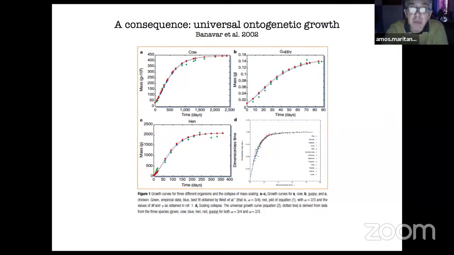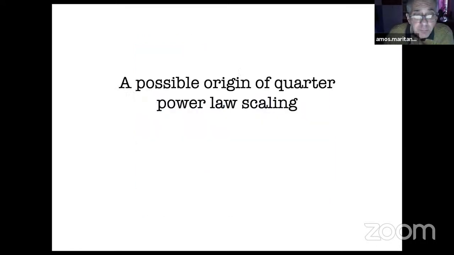And so there are many consequences of this, and you can find them in the original paper by us and by West, Brown, and Enquist. So here now we concentrate on the origin of this one quarter, because there is this m to the one quarter, the metabolic rate scales like the mass to the three quarter. And so it is called quarter power law scaling. Are there questions at this point before I go on?